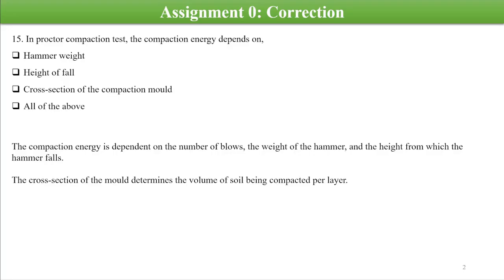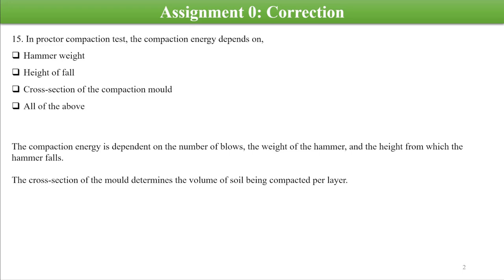Okay, so for this lecture, first we'll start with the assignment which we did in the last class. There was a question: in the Proctor compaction test, the compaction energy depends on what? There is a correction in that one. In the Proctor compaction test, the compaction energy depends on the weight of the hammer and the height of the fall. These are the two factors which define how much energy is transferred to the sample for the compaction.